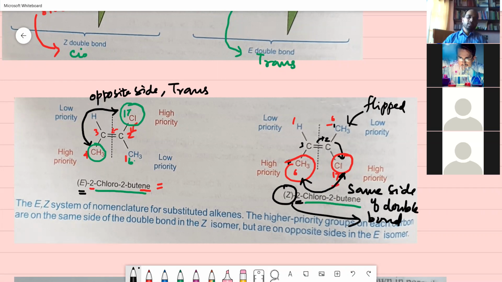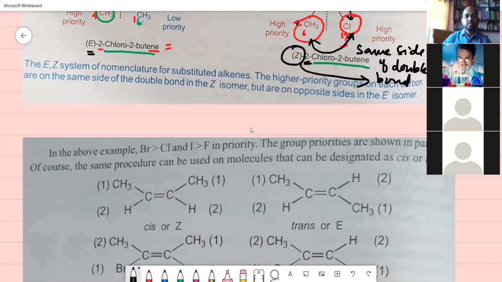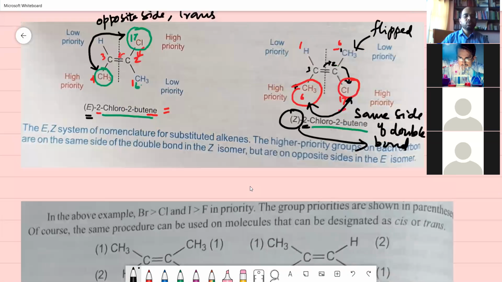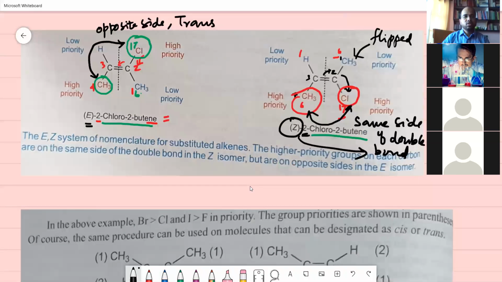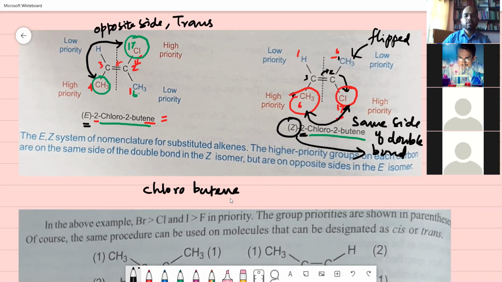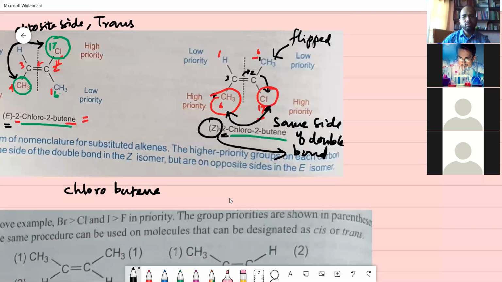Okay. So in some cases, they will just ask you the structure. For example, if they ask you chlorobutene, there is no numbering. So what you have to write is, first write butane. Butane means you should have 4 carbon atoms: 1, 2, 3, 4. Okay. Then number it from the right side: 1, 2, 3, and 4. Now it is 2-butene, 2-chloro.